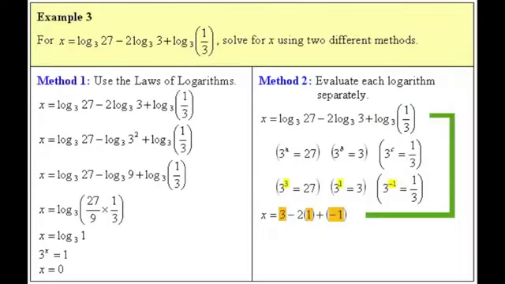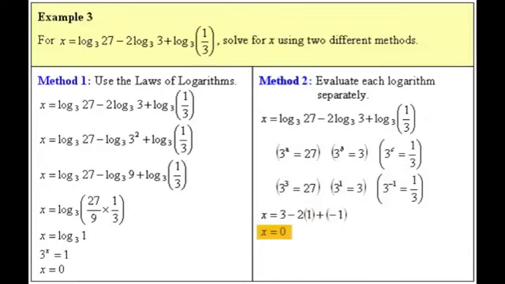So let's substitute these 3 values into our equation. As we said, log base 3 of 27 is equal to 3, log base 3 of 3 is equal to 1, and log base 3 of 1/3 is equal to -1. Now we simply have to do the multiplication, subtraction, and addition to work out our answer for x. And when we do so, we find that x is equal to 0, the same answer we got when we used the first method involving the laws of logs.